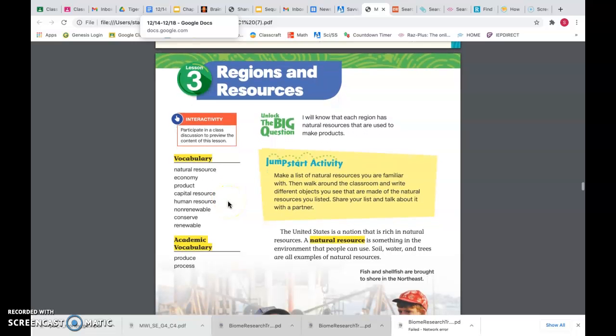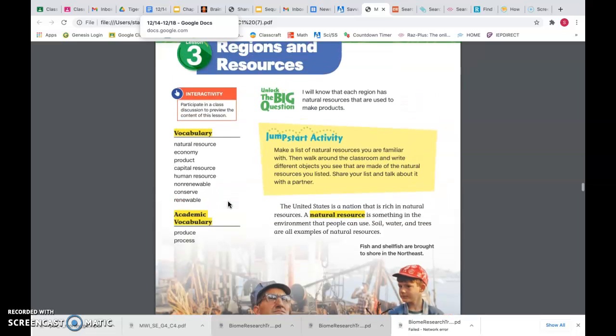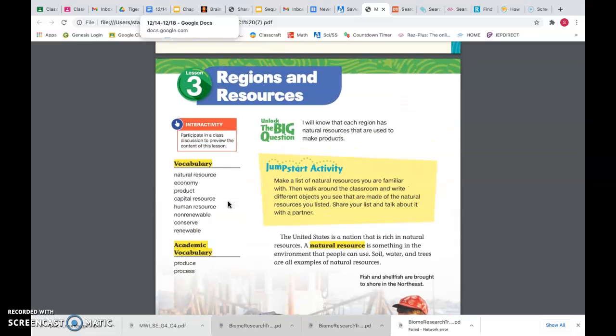Gang, we're on chapter 1, lesson 3. We are on page 22 and 23. That's going to be what we're working on today. So lesson 3 is regions and resources.